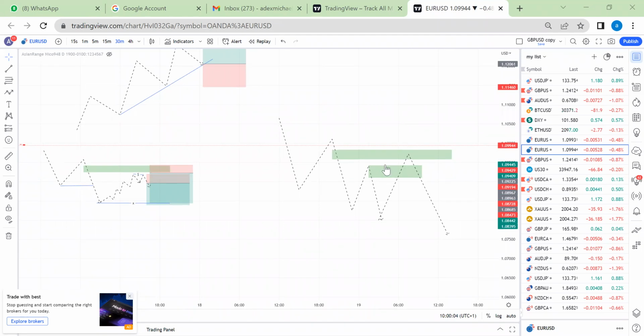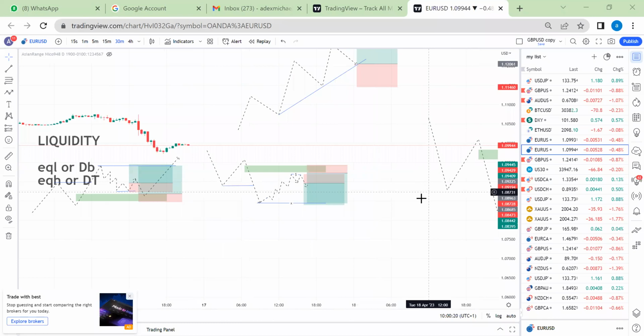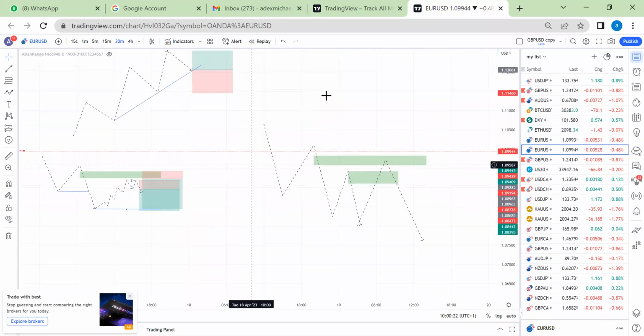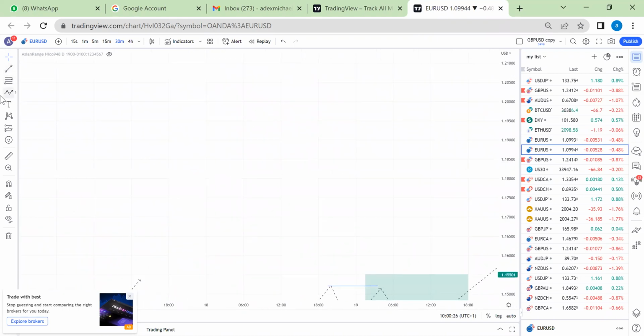All right, so that's another form of liquidity we have in the market. We now have one more, and that one is the peak order block. Order block can also be liquidity.